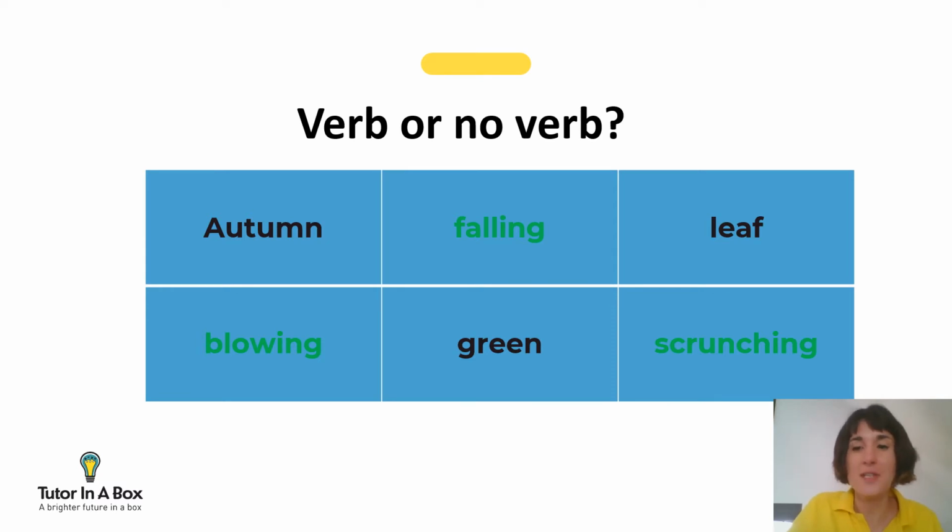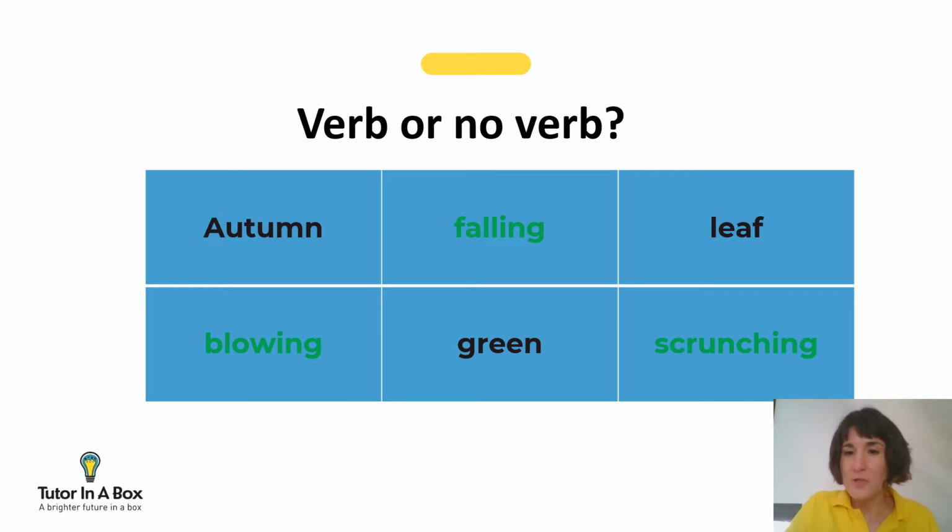And then we have scrunching. So when I'm walking along the leaves, I could write a sentence describing that, saying the leaves are scrunching under my feet. The other words are a different type of word.